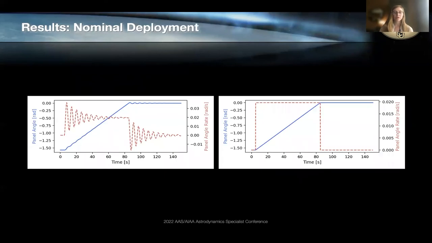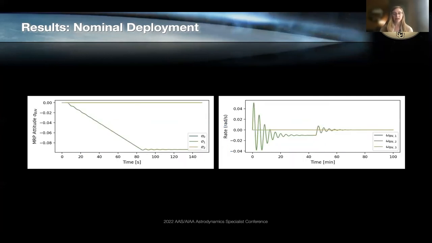So for the nominal deployment, you can see the behaviors that you would expect. Over here on the right, we have what the profile looks like. You can see this is nice and smooth, nice and piecewise linear between the start time, which I have at 5 seconds, and the stop time at 85 seconds. But over here, when we're measuring the actual behavior of the panel, you can see these oscillations, and those are just a function of having this torsional spring as part of the simulation.